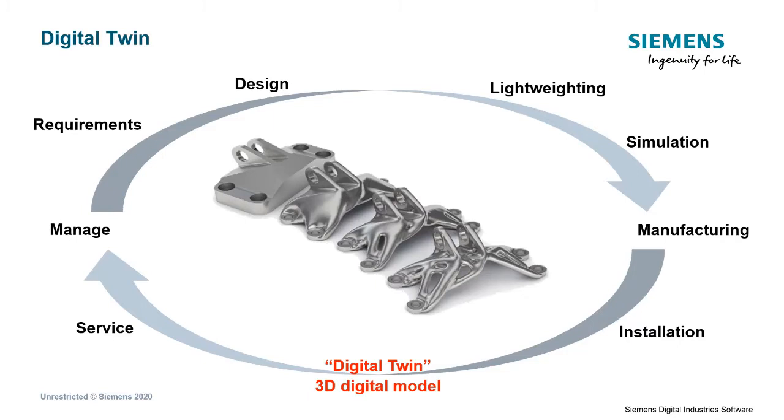A key part of the solution proposed by Siemens is to create a digital twin of your product. The digital twin can be used as a basis for all areas of product development, including, for example, managing customer requirements, detailed design, lightweighting, simulation, manufacturing, installation, and service. Creating a digital twin of your product helps you address the challenges you face to bring new products to market quickly and efficiently. Today, we are going to focus on lightweighting and specifically how new technologies in the areas of generative design and additive manufacturing can help improve your product development process in this area.